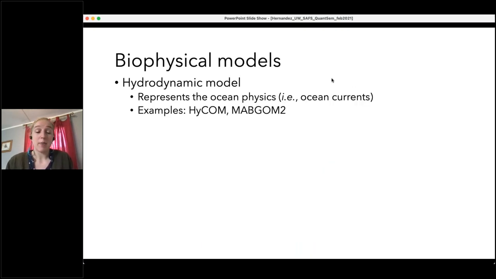And then a little bit more background on biophysical models. So as I mentioned, these combine a hydrodynamic model, which represents the ocean physics or the ocean currents. And the two that I'll use today, I won't go into a lot of detail about them, are HYCOM, which is a global model. So there's coverage anywhere on Earth that you might want to use it, but it's lower resolution. Also, you can just download it on the internet, which is kind of nice. And then MABGOM2 is a regional ocean model for the Mid-Atlantic Bight and Gulf of Maine. That's much higher resolution, and that was developed by Ke Chen and colleagues at WHOI in the Physical Oceanography Department.